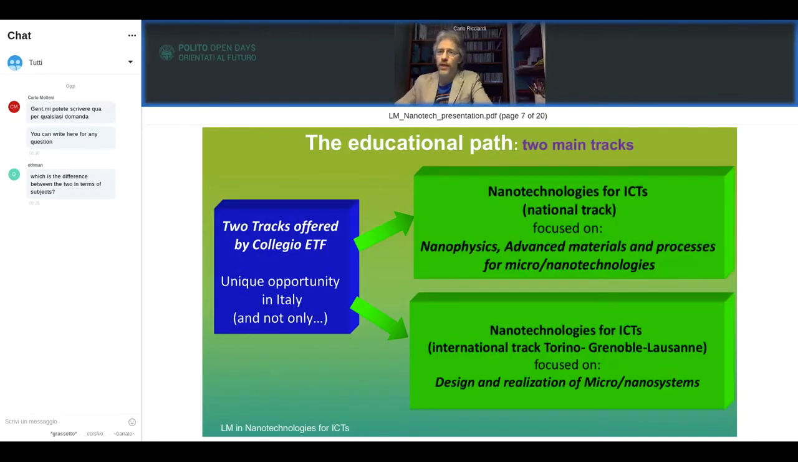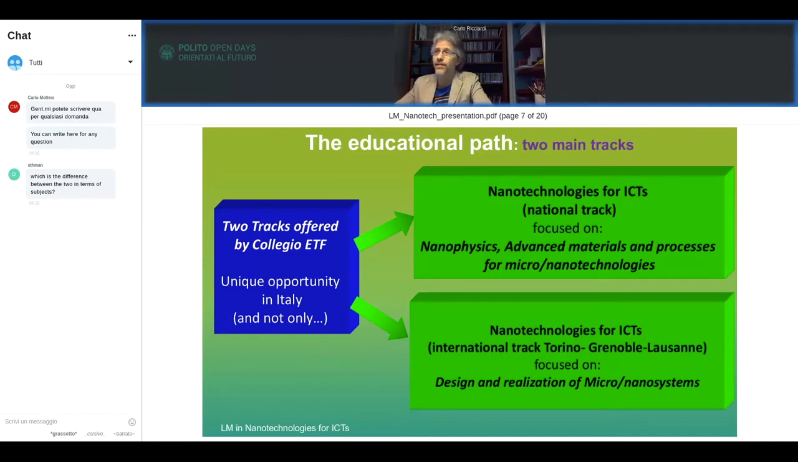Okay, so to reply to the question of a student, these two main tracks are slightly different in focus. The national track, the one completely in Polito, is more focused on the physics of the material. So nanophysics, advanced materials and processes for micro and nanotechnology. So the idea is, like the example of before, that we focus more on some nanoscale aspects that can be exploited to design a new device.